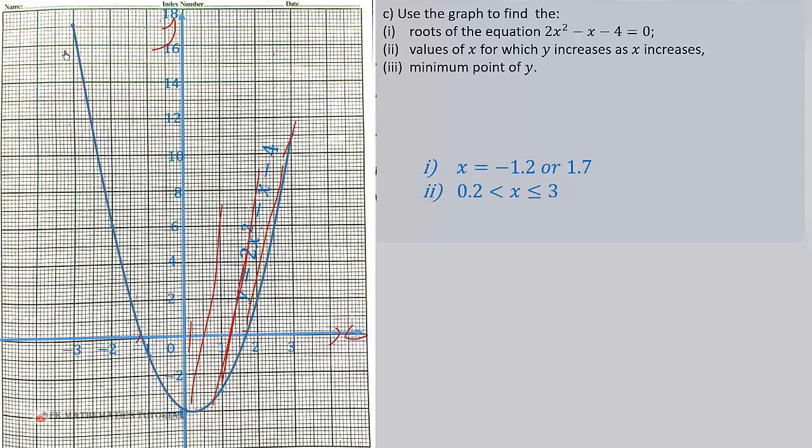Then we're supposed to find the minimum point of the graph. Accurately, it is 0.25 and -4.1 something. But because it's from the graph, we have 0.2, as you can see, and -4.1. So that's it for this question.